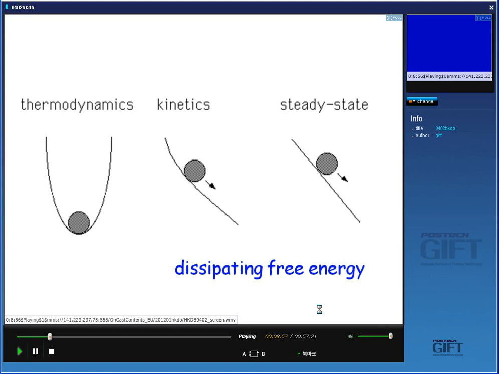So if I'm an observer located on that ball, I will see no change in my environment, right? It's as if nothing is happening. So this is called a steady state process.